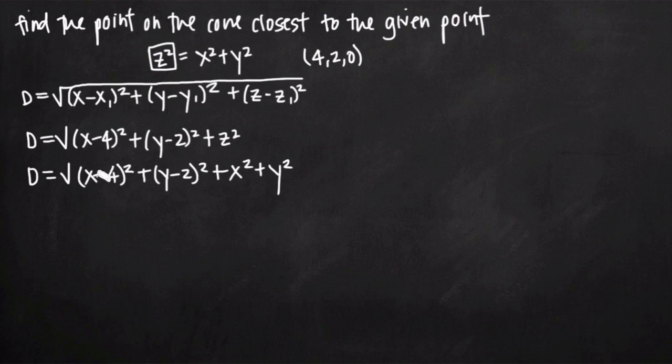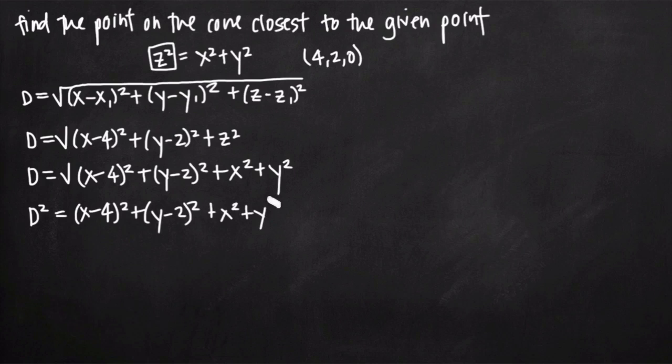Now this is the equation that we want to optimize, but before we go ahead and take partial derivatives, let's try to simplify this equation somewhat. We've got this square root over here on the right-hand side. Things would be a lot simpler if we didn't have this square root. We can go ahead and square both sides without changing the equation. That'll give us d squared over on the left. Our square root sign will drop away on the right, and we'll be left with quantity x minus 4 squared plus quantity y minus 2 squared plus x squared plus y squared.